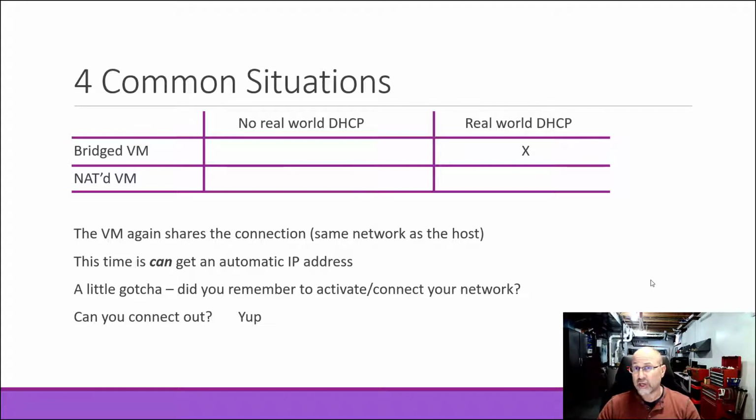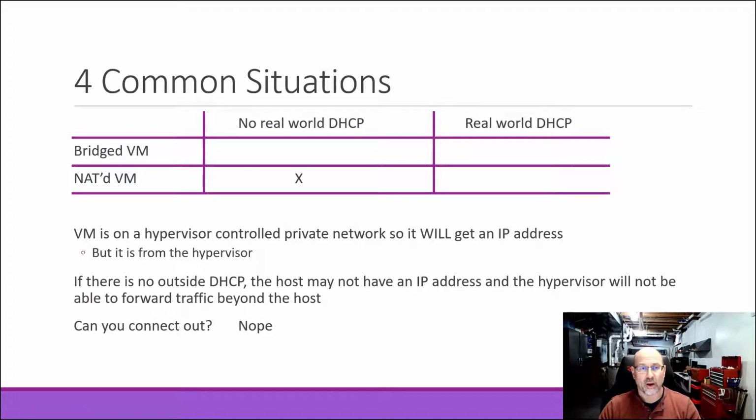The VM is still sharing the connection with the host. The host gets an IP address, and the VM can now get an IP address, and we're in good shape. The only gotcha now is whether or not we've got to reset our network connections, or whether or not we got those checkboxes. So can we connect out? Yep, you sure can.